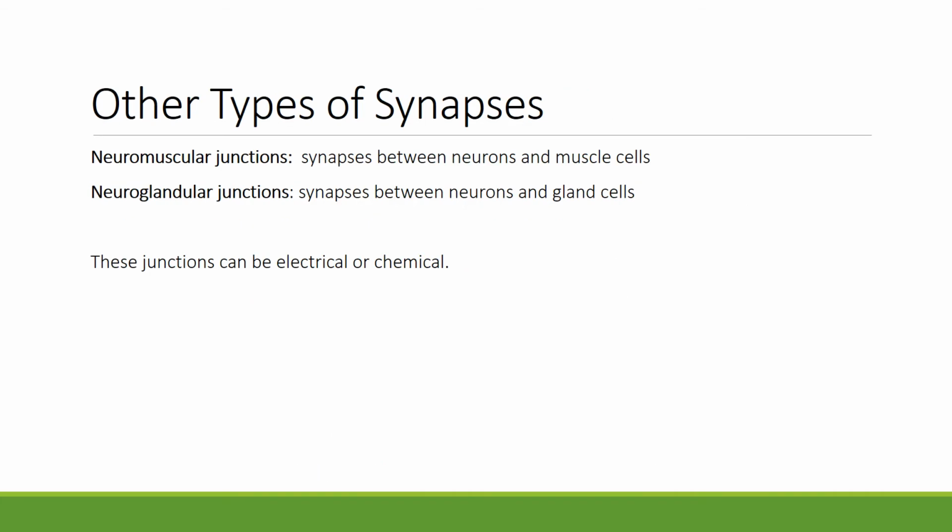We've talked about neuron-to-neuron synapses, but there are other types of synapses. There are neuromuscular junctions, which are synapses between neurons and muscle cells, and neuroglandular junctions, which are synapses between neurons and gland cells. These junctions can be either electrical or chemical.